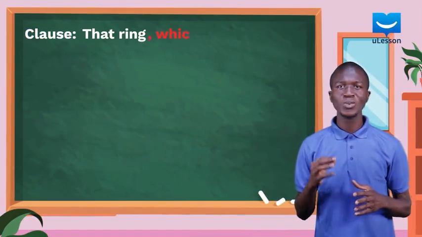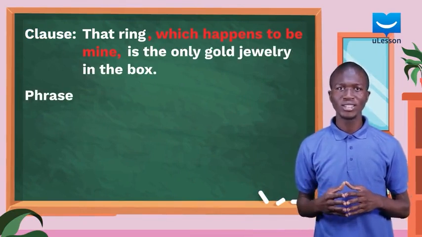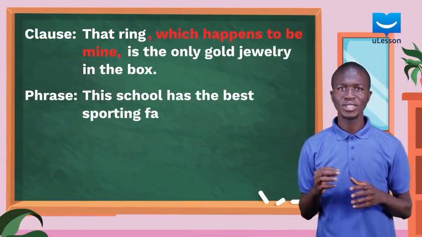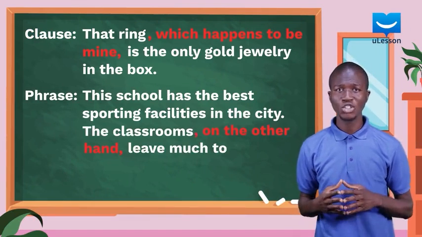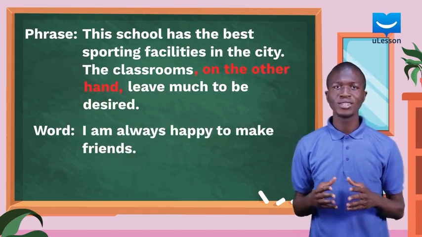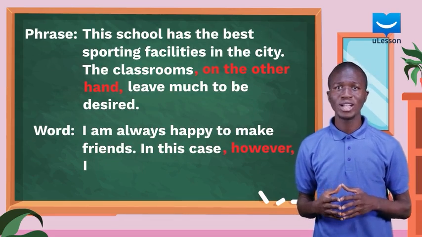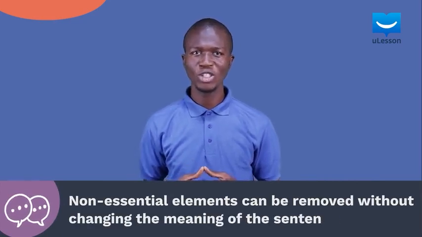That ring, which happens to be mine, is the only gold jewelry in the box. This school has the best sporting facilities in the city. The classrooms, on the other hand, leave much to be desired. I am always happy to make friends. In this case, however, I wish I had never met him. In all of those examples, the grammatical and logical accuracy of the sentences would not be affected if those non-essential elements were removed. They are only there to give extra information.